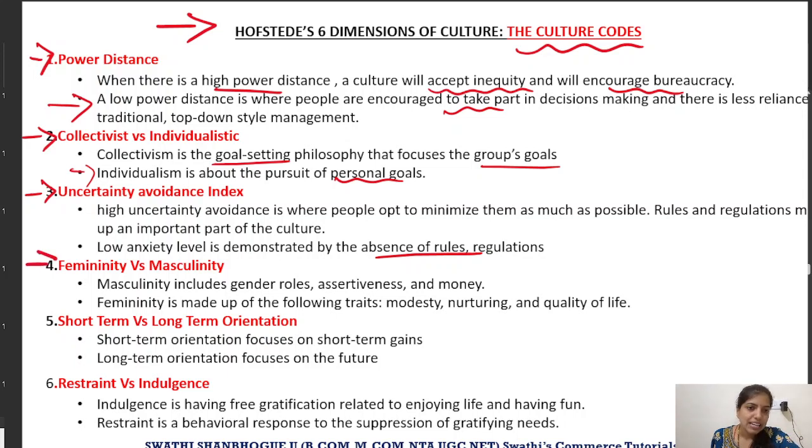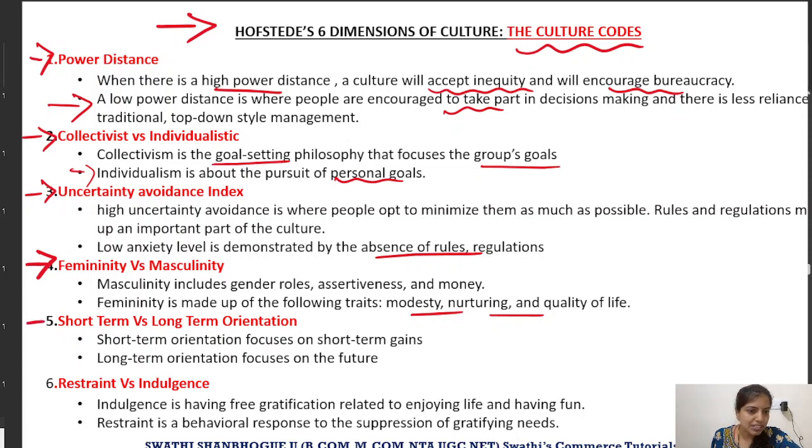The next cultural code is femininity or masculinity in the company's environment. Masculinity usually includes general roles like assertiveness and the money aspect, whereas femininity talks about modesty, nurturing, as well as the quality of life that can be built within that organization.